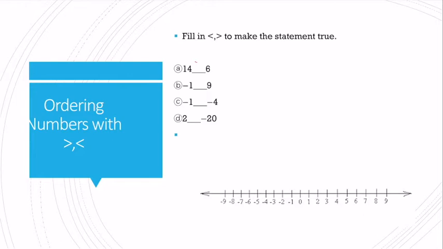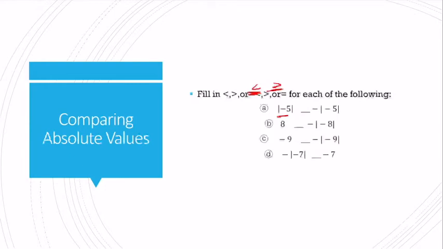So for this one, we can use less than or equal to and greater than or equal to for each of the following. Again, another fabulous typo. But here we're looking at absolute value, so we need to simplify this first. So this is really the absolute value of -5, which is 5. And this is the opposite of the absolute value of -5, which is going to be -5. So 5 is greater than -5.